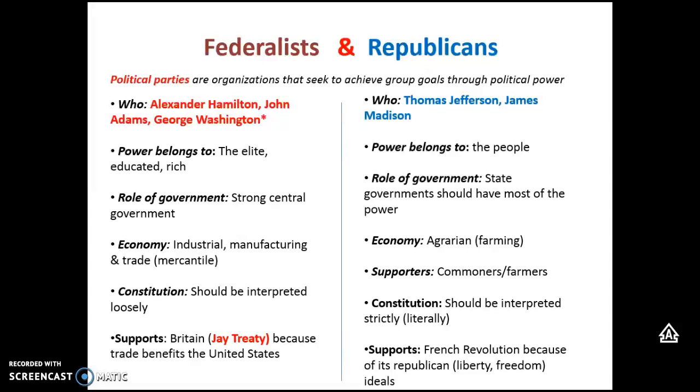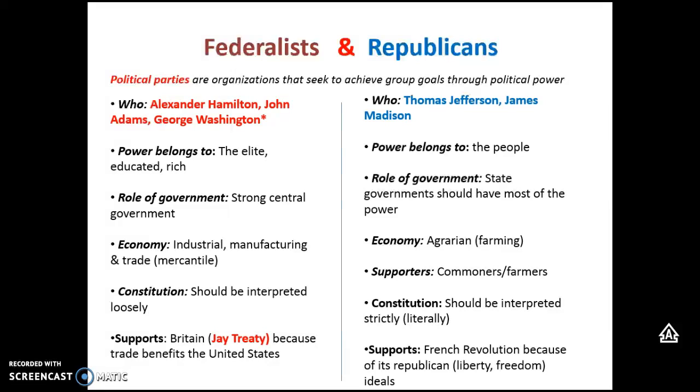The Republicans were made up of Thomas Jefferson and James Madison. James Madison is known as the father of the Constitution because he wrote most of the Constitution. He wrote the Virginia Plan. He believed in a strong federal government, but he also believed that state government should have most of the power.